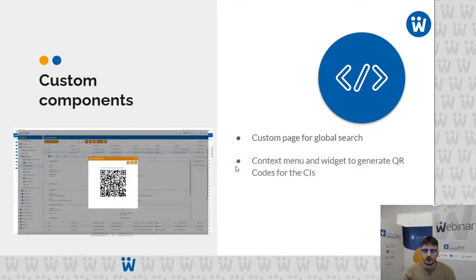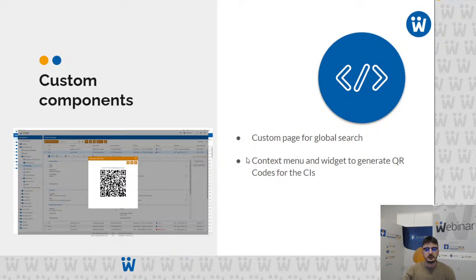Then another functionality that was actually already present in previous versions of Ready2Use, but has been refactored and greatly improved, is the possibility to generate QR codes. And now it can be done in two different ways. The first one is with a widget that is present directly inside all the records of the subclasses of configuration items. So basically all the assets and stuff like that.